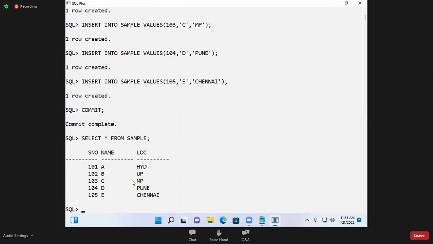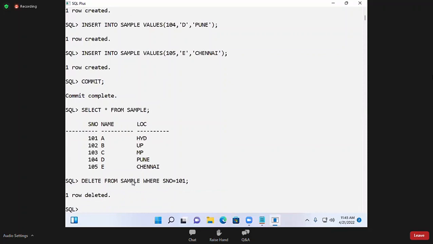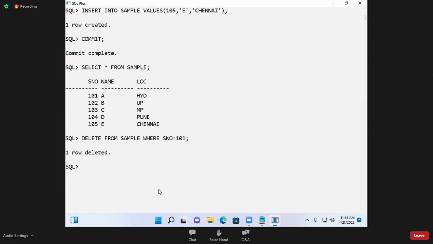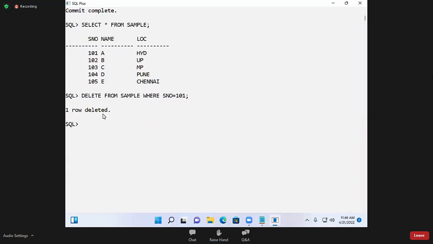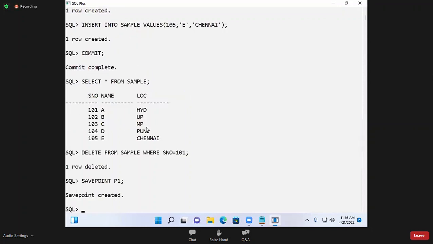Now out of these 5 rows, let me write. Delete from sample where serial number is equal to 101. So 101 is deleted, and where will this 101 be saved? In instance memory. Okay, fine. After that, I'm creating a savepoint. Okay, savepoint P1 is created.